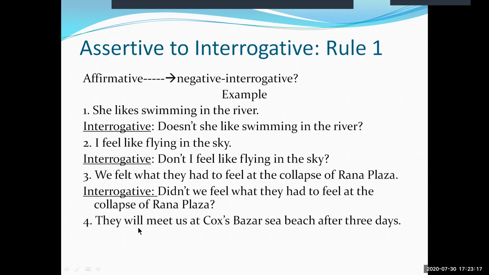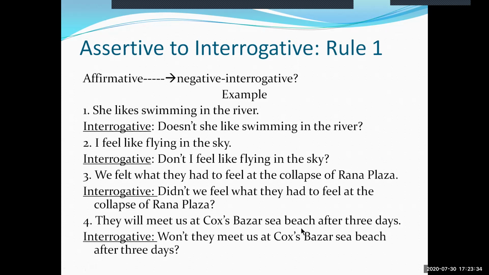If it is will, then it will read like won't in the contracted form, and if it is shall, it will read like shan't in the contracted form. So as we are having will here in the future tense, the interrogative form will be: Won't they meet us at Cox's Bazar Sea Beach after 3 days?